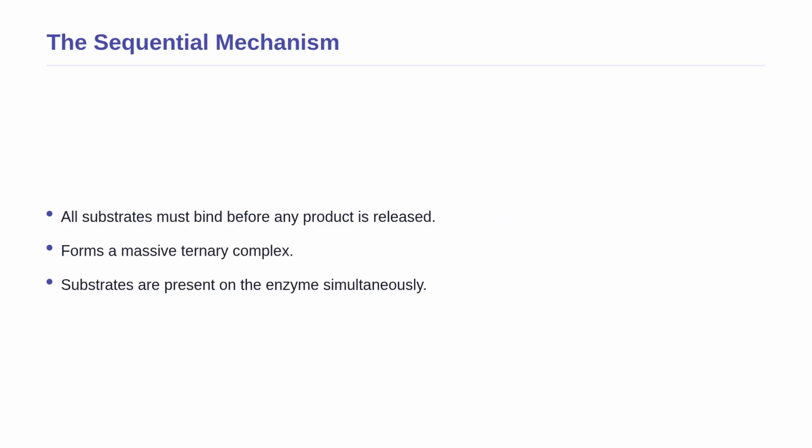Now that we understand what multi-substrate reactions are, let us look at how they actually happen. These reactions are broadly classified into two major categories based on exactly how and when the substrates bind. The first category is the sequential mechanism. In this process, all substrates must bind to the enzyme before any product is released. Because everything comes together at once, the enzyme and its substrates form a massive ternary complex. The key takeaway here is that all the reacting molecules are sitting in the active site at the exact same time.